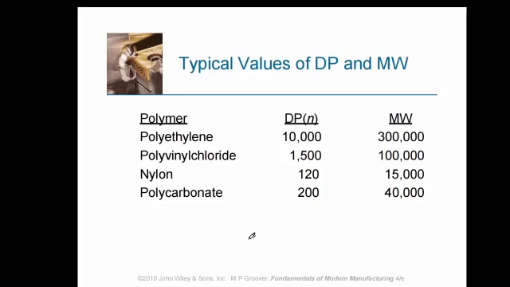And here are some typical values of degree of polymerization and the molecular weight. For polyethylene, it has a DP of 10,000 and a molecular weight of 300,000. PVC has DP of 1.5 and molecular weight of 100,000. Nylon has DP of 120 and molecular weight of 15,000. Polycarbonate has DP 200 and molecular weight of 40,000.